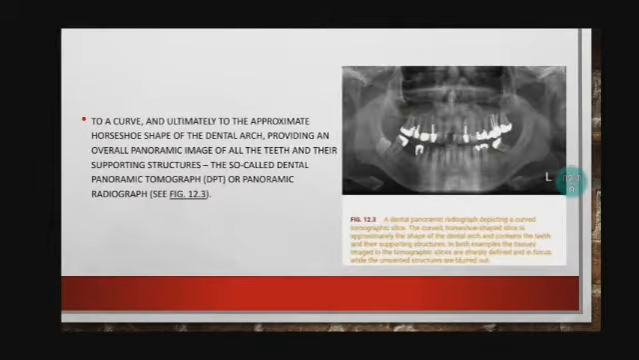to a curved and ultimately to the approximate horseshoe shape of the dental arch, providing an overall panoramic image of all the teeth and their supporting structures, the so-called dental panoramic tomograph or DPT or panoramic radiograph. As you can see here in figure 12.3, a dental panoramic radiograph depicting a curved tomographic slice. The curved horseshoe-shaped slice is approximately the shape of the dental arch and contains the teeth and their supporting structures.